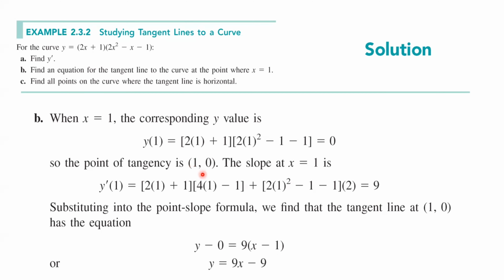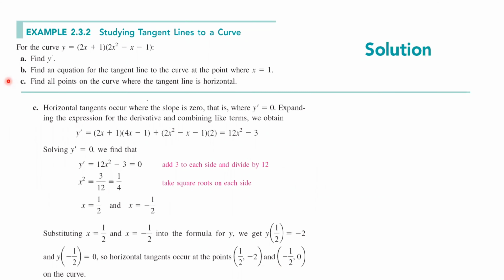So since we have this point and the slope, we can use the point slope formula to find the equation of the tangent line. So we plug in here the value 0 and the value 1. So simplifying, we're going to get y equals 9x minus 9.